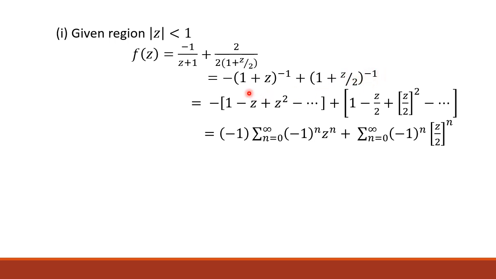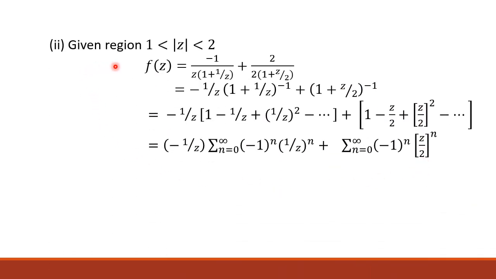Now we apply the binomial expansion for (1 plus z) the whole power minus 1. It is nothing but minus of (1 minus z plus z square minus etc.). For the second term, it becomes 1 minus z by 2 plus (z by 2) the whole square minus etc. We write it as minus 1 into summation n equal to 0 to infinity (minus 1) the whole power n z power n plus summation n equal to 0 to infinity (minus 1) the whole power n into (z by 2) the whole power n.